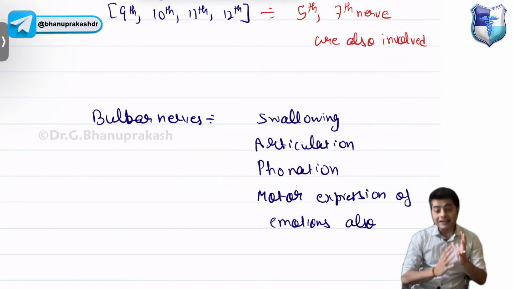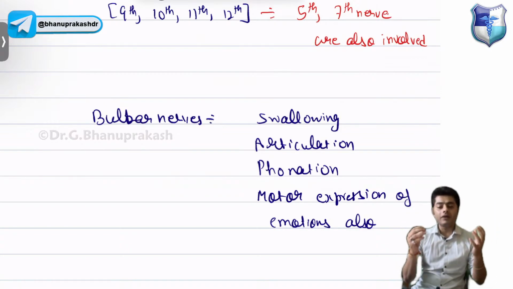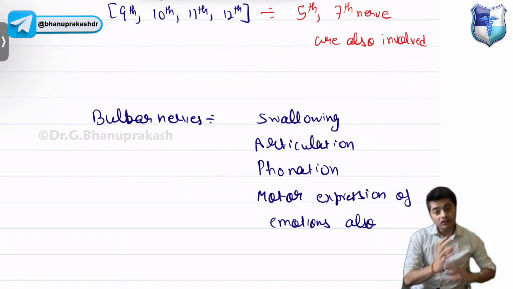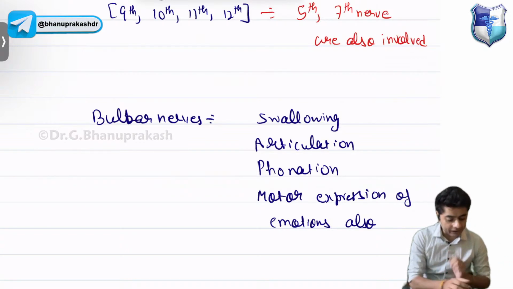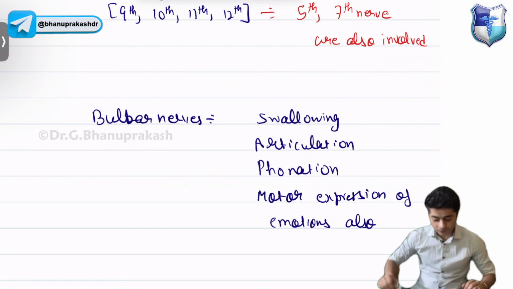So this is the motor expression of emotion. Some individuals laugh very loudly and someone else goes like hee hee. So they have different expressions according to their emotion. This thing is also controlled by your bulbar nerves. Okay.